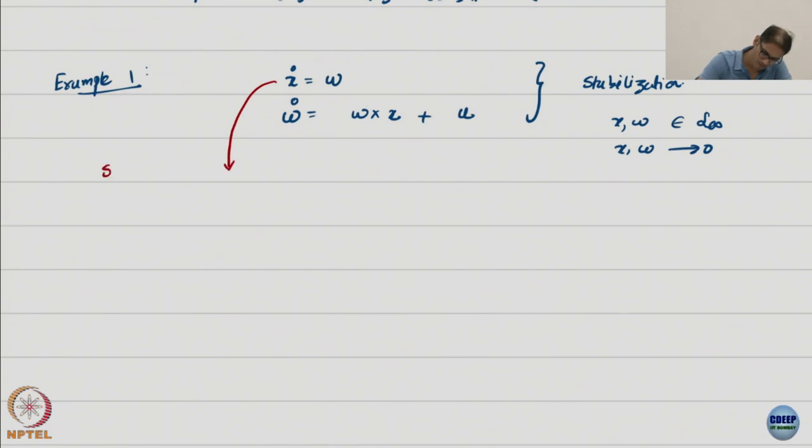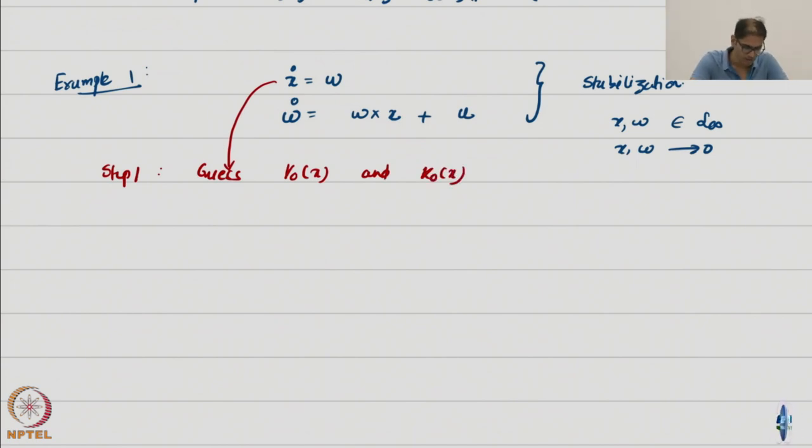So step one, guess v0x and k0x for this system, for the first subsystem. We always start with the first subsystem. That's how backstepping begins. What is v0x? What is k0x? Anything. Give me some choices. Anything that comes to your mind. I mean, you've now seen enough Lyapunov candidates and Lyapunov functions and so on. Give me whatever. Anything.